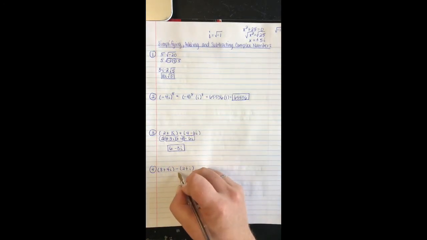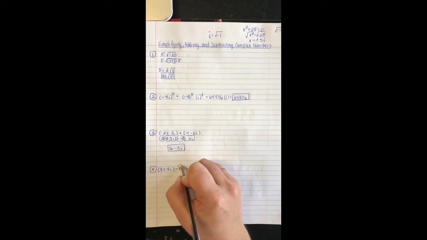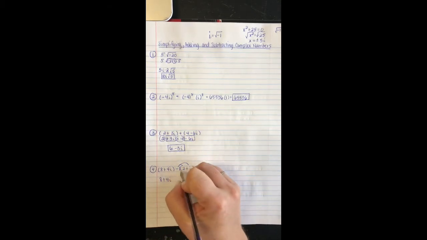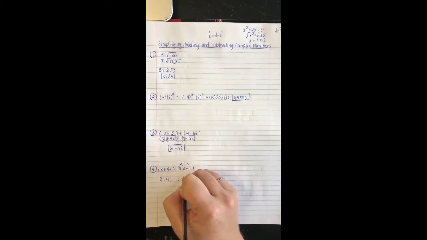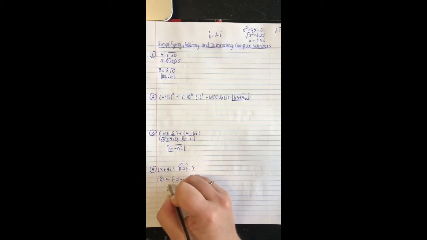If it happens that I'm subtracting, remember that essentially you want to do keep, switch, change, or distribute that -1 in the second parentheses. So this becomes 8 plus 4i, this becomes -2 minus i. I can once again combine like terms. 8 minus 2 is 6. 4i minus i is 3i.